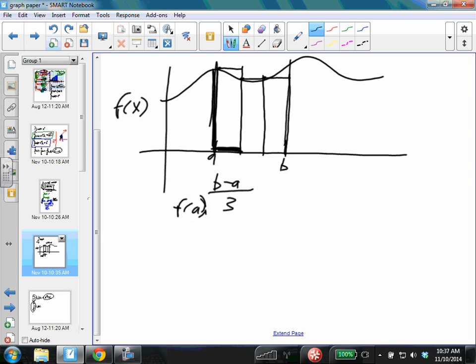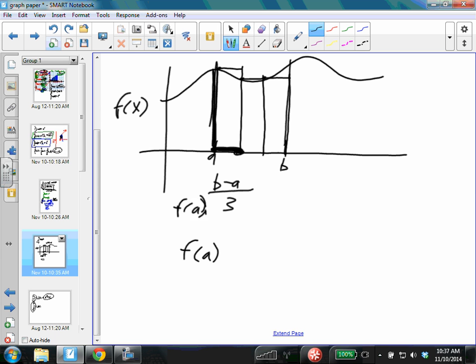b minus a over 3, okay, because we wanted 3 rectangles. But what is this really calculating? It's calculating how far we've gone from here to here, right? So can you simplify that for me? How far we've moved from here to here. What is that? In the most basic of terms. Delta x. It's how much our x value has changed.